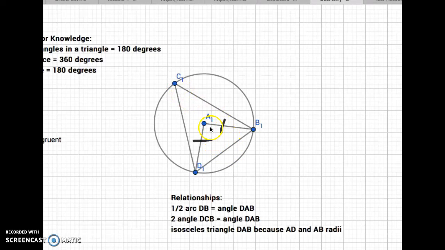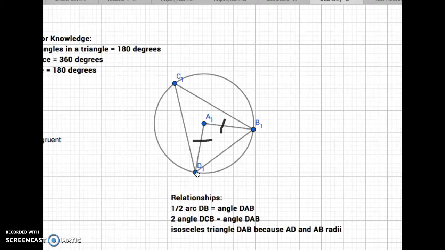because they know the angle measure of A. And then we could add a new part in there, which is the arc of DB. Knowing that half of the arc of DB will give you this central angle DAB, and DBA will give you DCB, because DCB is twice the angle of DAB.